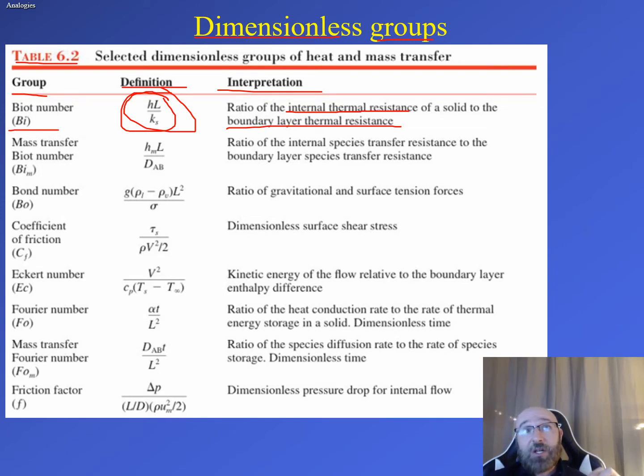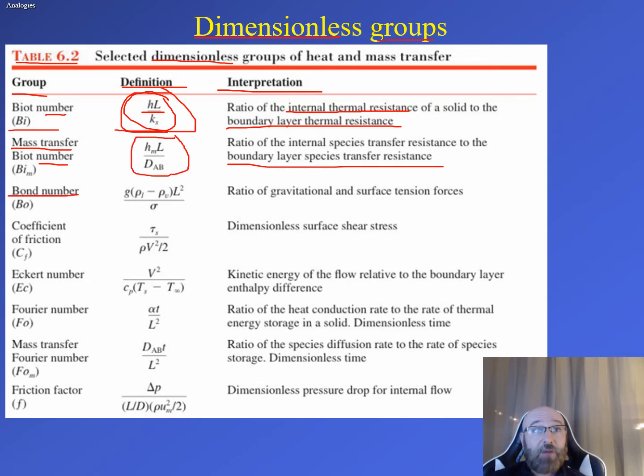Now, a thing to mention here, these are dimensionless. So if they're dimensionless and we have the definition to plug into, do out your unit analysis. Unit analysis is going to be very helpful in this situation. You can double check and make sure it truly does cancel out completely and become a dimensionless group. So we can do this for our Biot number. We have this for our mass transfer Biot number, which is our ratio of the internal species transfer resistance to the boundary layer species transfer resistance. And we have our definition here as well that we can plug into.